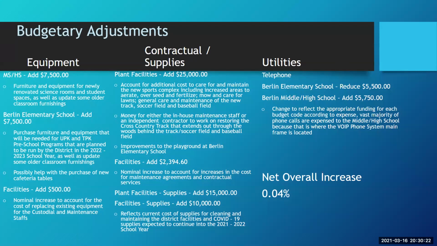This is a great presentation because I can follow right into the budget. How is the net increase only 0.04% with all of these additions?